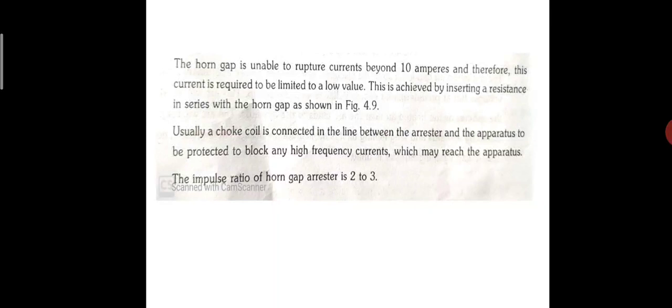Usually a choke coil is connected in the line between the arrestor and the apparatus to be protected, to block any high frequency currents which may reach the apparatus. The impulse ratio of the iron gap arrestor is 2 to 3.